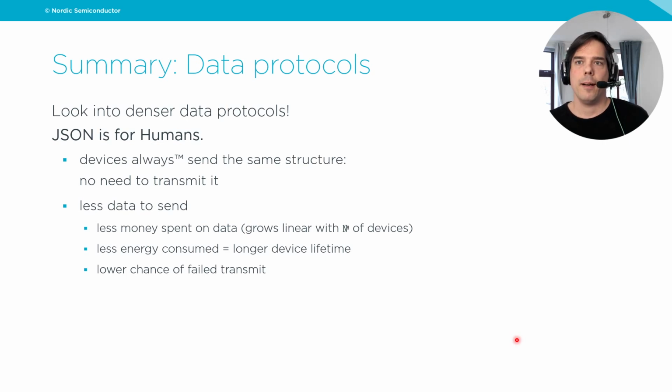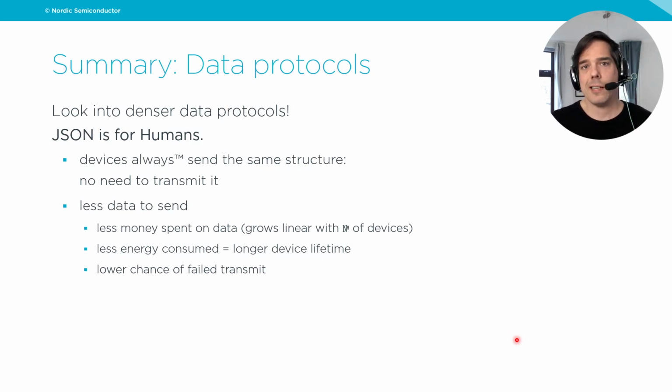To sum up, look into denser data protocols. JSON was made for humans. We are dealing with machines. It's nice and easy to have JSON everywhere during development, but it is a big overhead, and there's no good reason to have it in your production device.